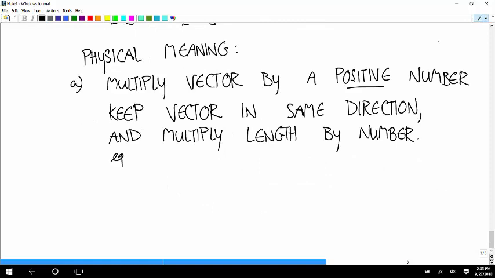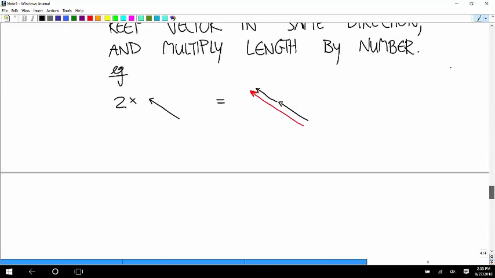Okay, so for example, if you're multiplying 2 times the vector, let's say the vector we want to multiply is this. The way you do that is you keep the direction the same and you multiply the length by 2, and then that will be the output vector. That way of thinking about it is for positive numbers. The other thing we need is to know how to multiply by negative 1.